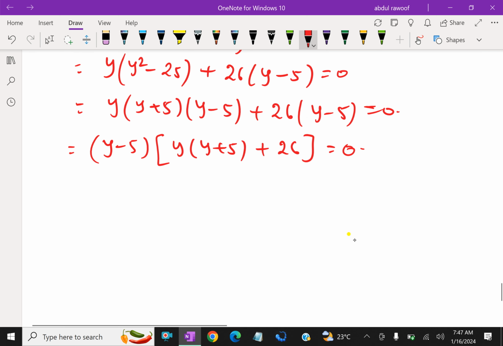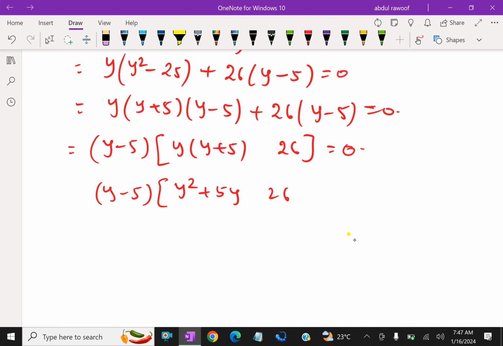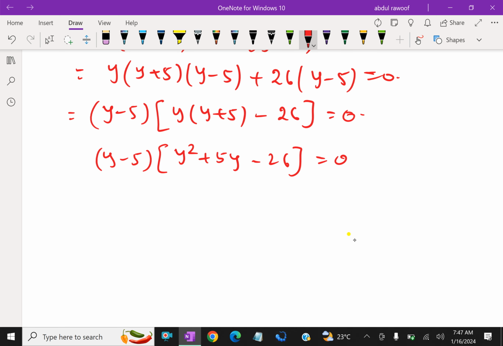Further, here y square plus 5y plus 26. Here we have two parts. First is y minus 5 is 0, therefore y equal to 5.